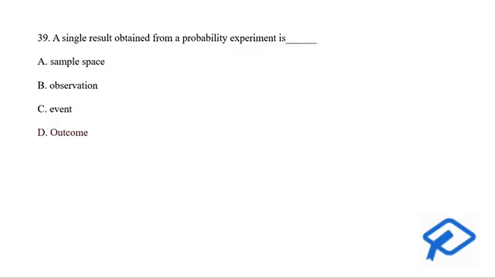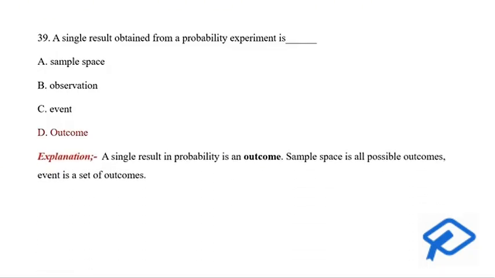The answer is outcome. A single result in probability is an outcome. Sample space is all possible outcomes. Event is a set of outcomes.